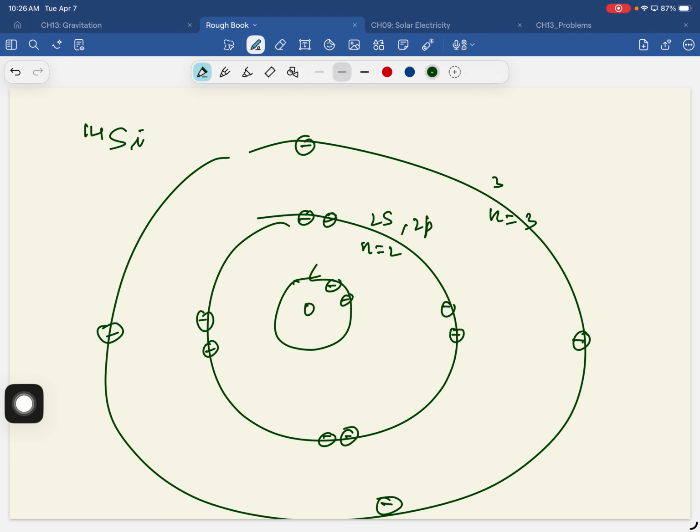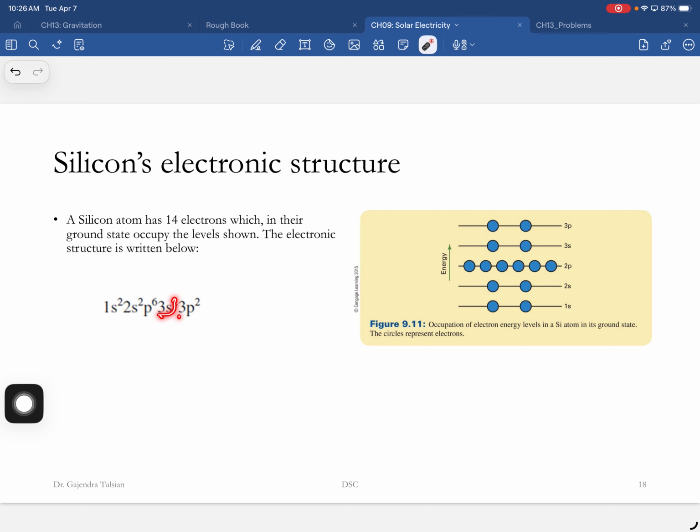You fill, how many electrons can you put in a level? There's a limit to how many electrons you can put in each level. You keep filling them, and then you keep going to the top. You can't put all electrons in a single level. Electrons are fermions, and every electron has to have a unique quantum number. So you can't put more than one fermion in a given quantum state. So this is how the electrons are arranged in a silicon atom. This is for a single silicon atom.